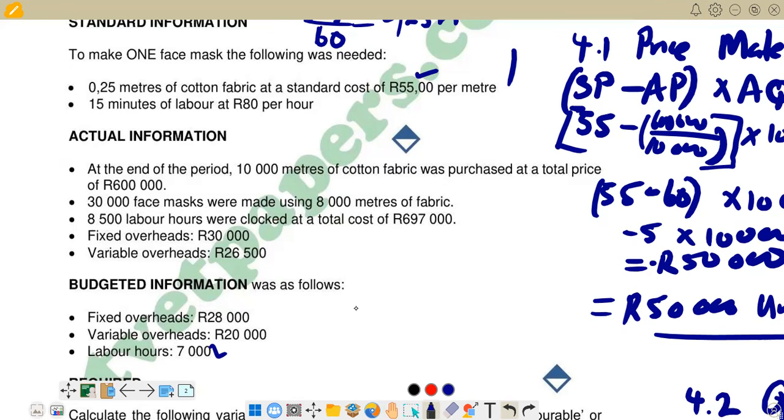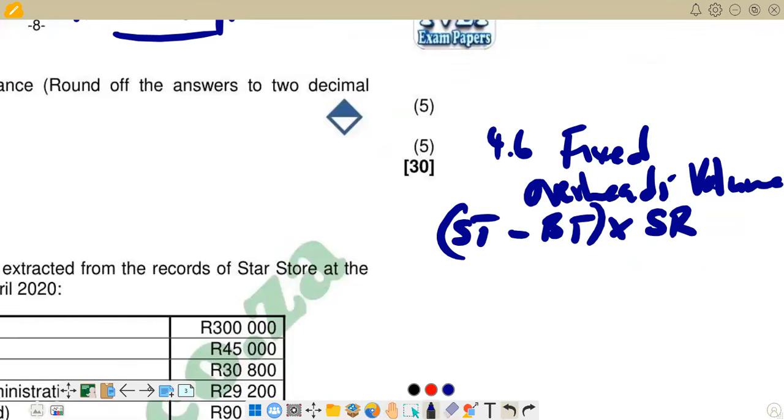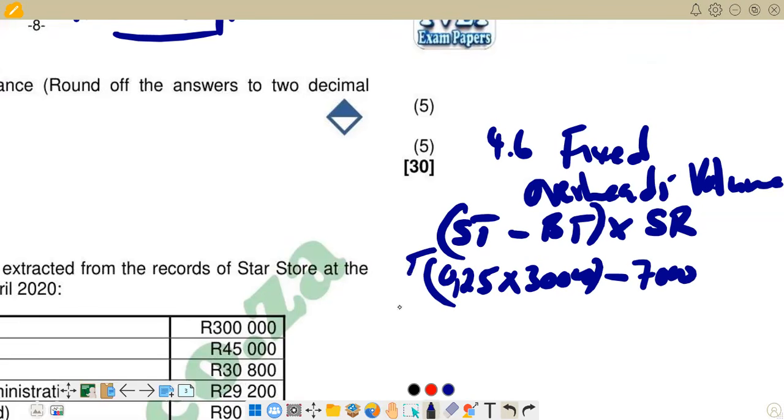We are going to say 28,000 for total fixed overheads, then we divide by the number of hours, which is 7,000. So we are just going to summarize that working again. Our standard time is 0.25 multiplied by 30,000 in brackets. Then we subtract our budgeted time, 7,000, given under budgeted, and then we multiply by standard rate, which uses the budgeted section: 28,000 divided by 7,000.